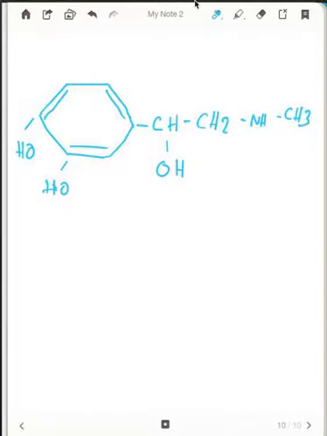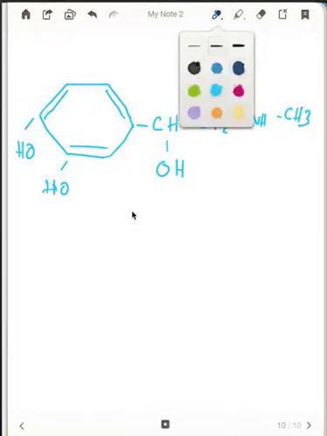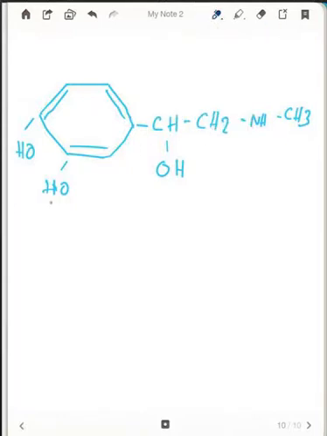The catechol, when I say catecholamine, refers to what we call the catechol nucleus, or the benzene ring. That is the catechol part, and then the amine.